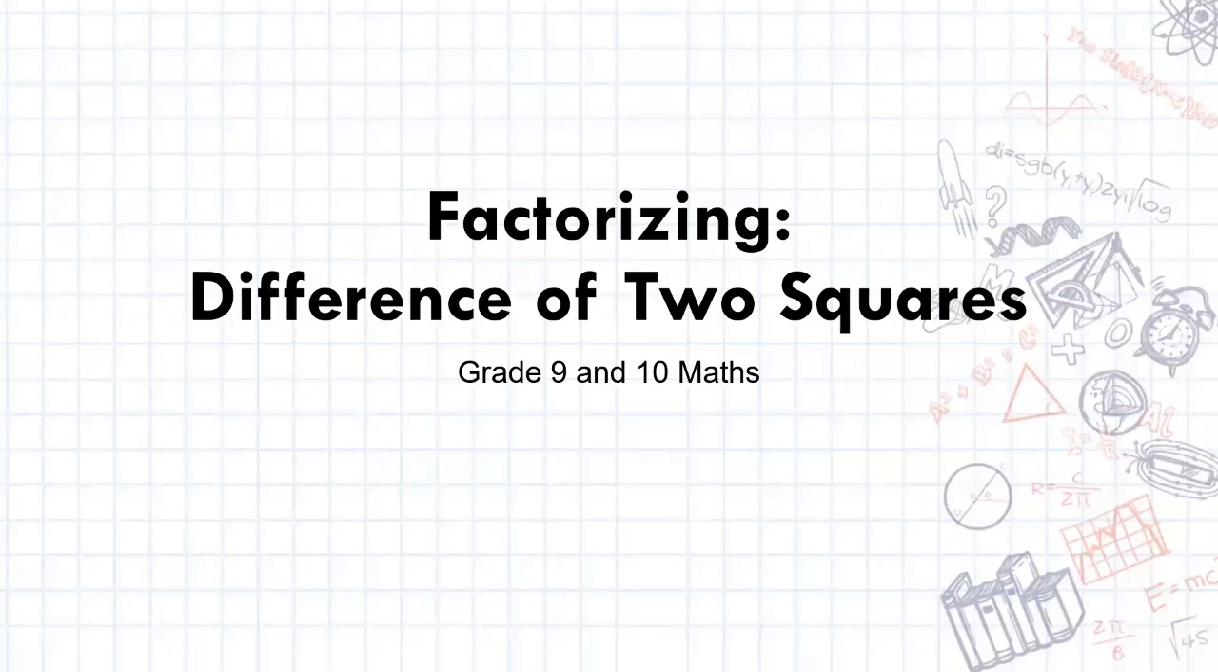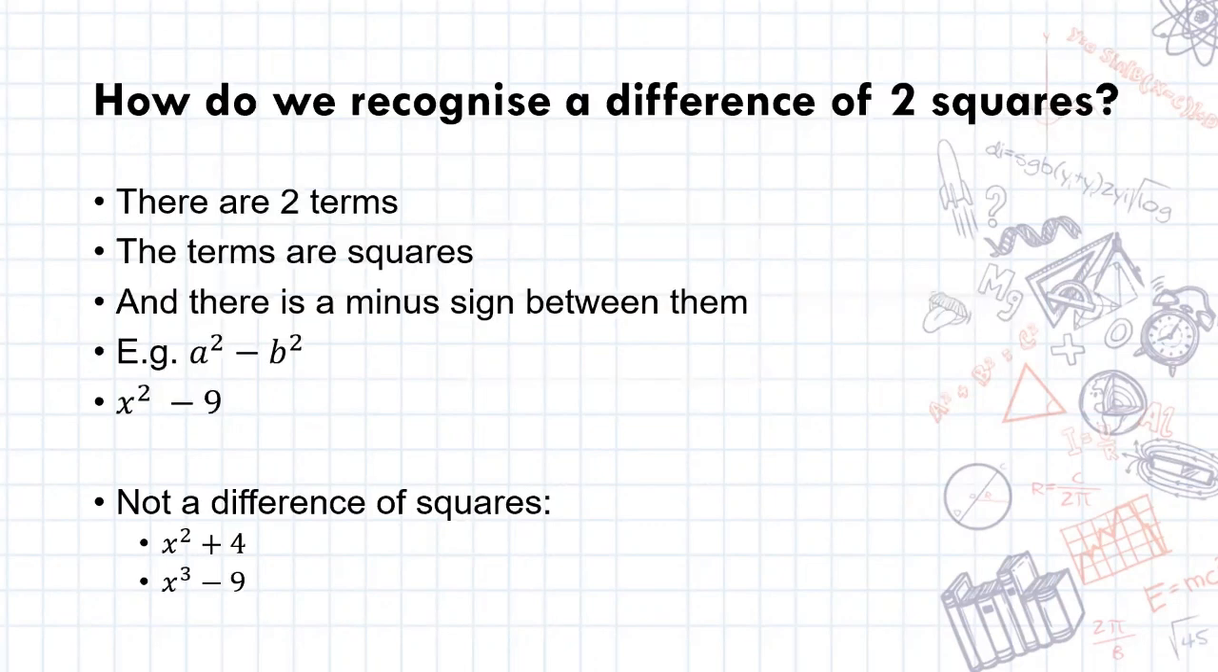We're looking at factorizing the difference of two squares, or using the difference of two squares. So how do we recognize the difference of two squares? Well, firstly, there are two terms. The terms are perfect squares. In other words, they have either a squared or b squared or c to the power of 4, or it's 9 or it's 16, and there is a minus sign between them.